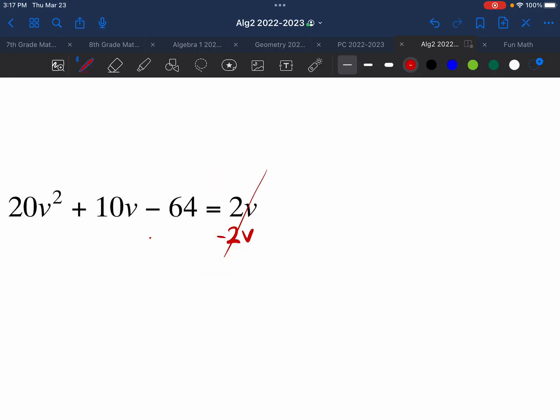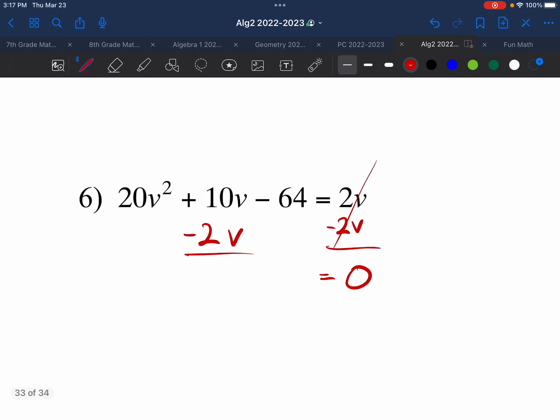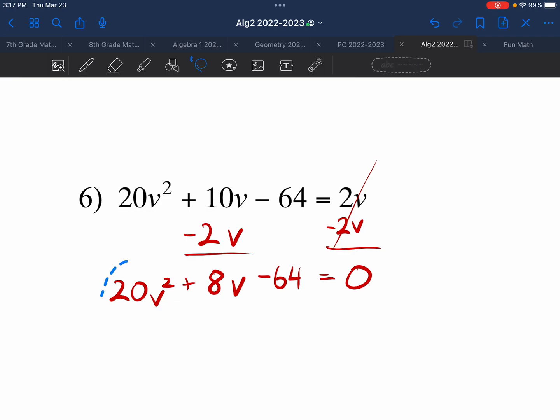I'm not going to write it here. This would be a bad place to write minus 2v because these two terms are not like terms. I want to write my negative 2v underneath the like term. These are both a v term, so that makes more sense. So when I do that, the right-hand side of the equal sign is a 0, which is our goal. So we can prepare to use the 0 product property. And I still have this minus 64. Now I have an 8v, and I have this 20v squared.